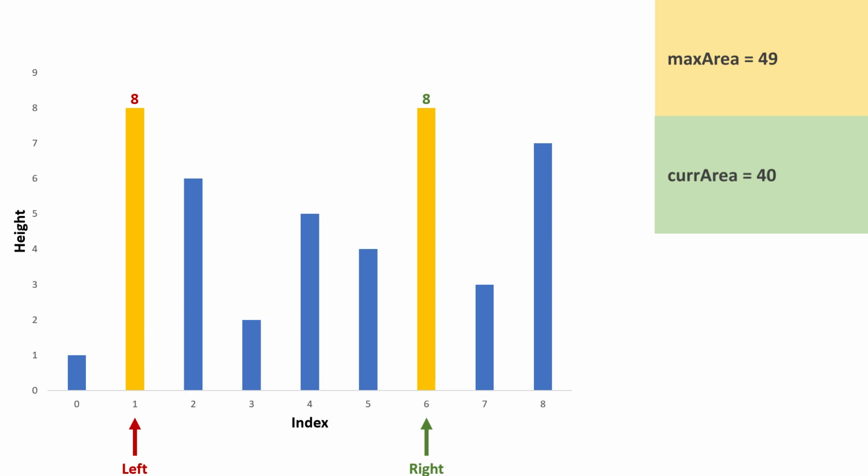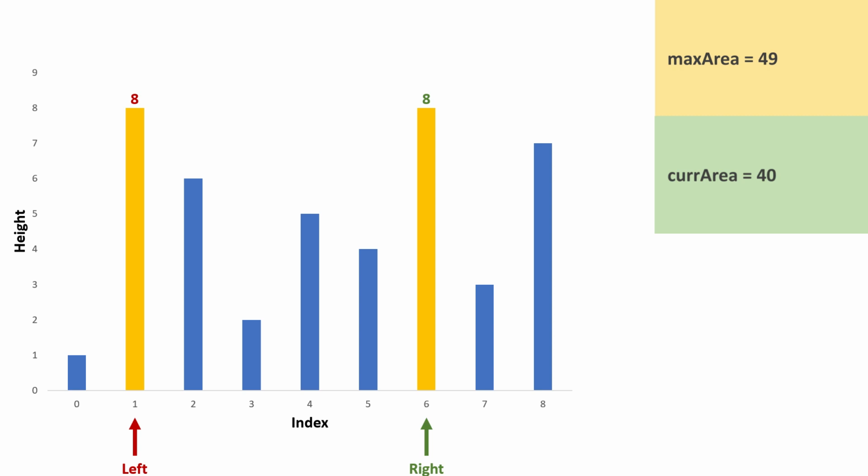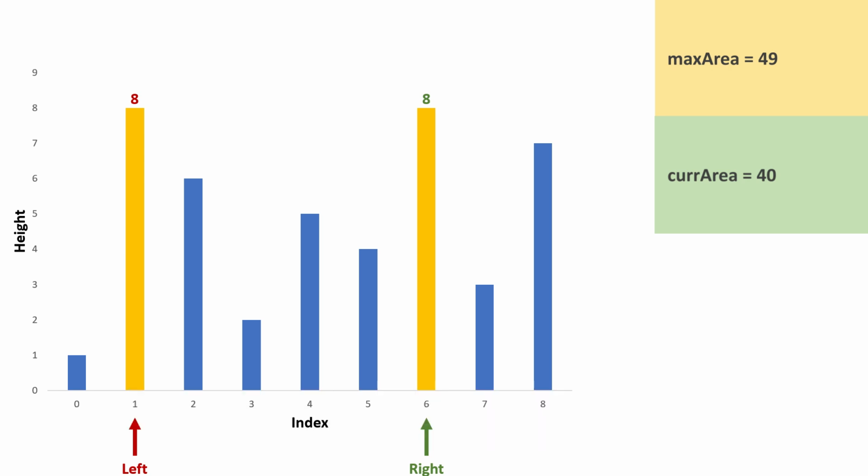At this point, both left and right heights are equal. So which of the left or right pointers do we move inwards now? If you take a moment and think through this, you would realize it doesn't really matter which pointer we move inwards. When the heights are equal, we can either move left or right pointer. It doesn't really make a difference. In both cases, we will end up getting exactly the same result. You can take this as an exercise and verify it for yourself by comparing both the possibilities. For now, let's move the left pointer inwards and continue our algorithm.